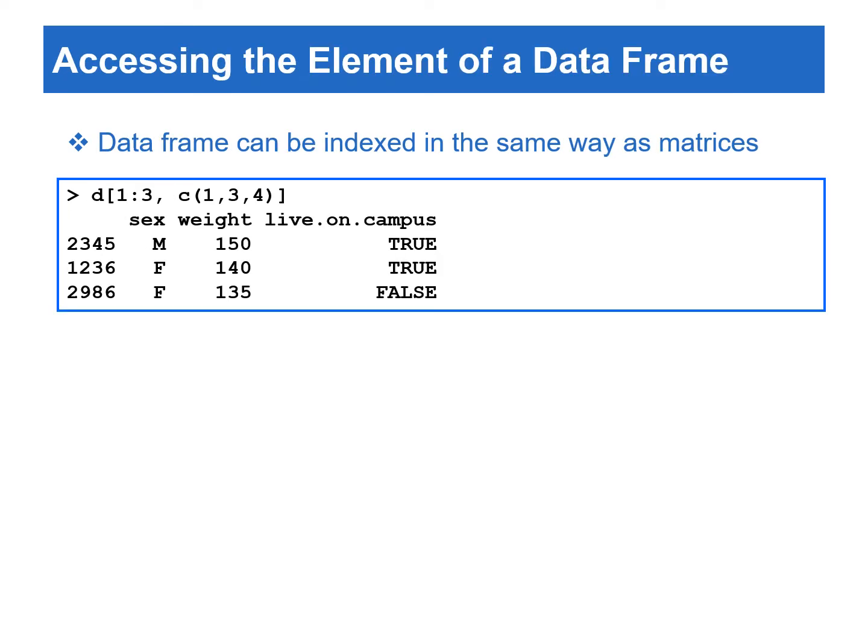Since a data frame has 2 dimensions, we can select components of a data frame, as we did for a matrix, by providing 2 indices. This example selects the first 3 rows, and the first, third, and fourth columns of the data frame D.